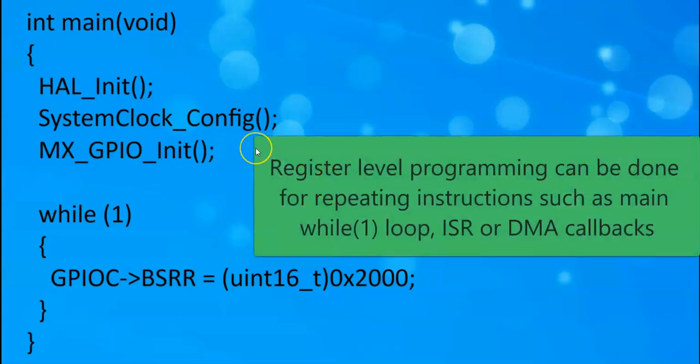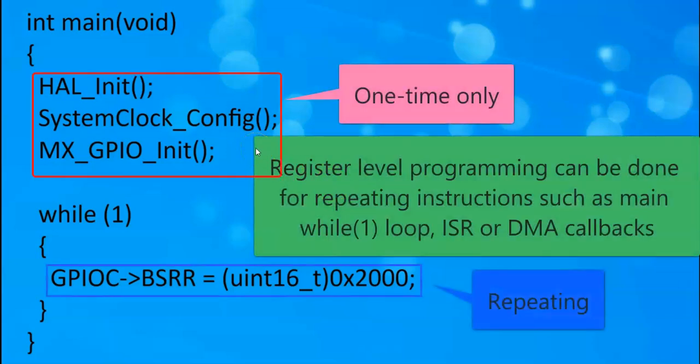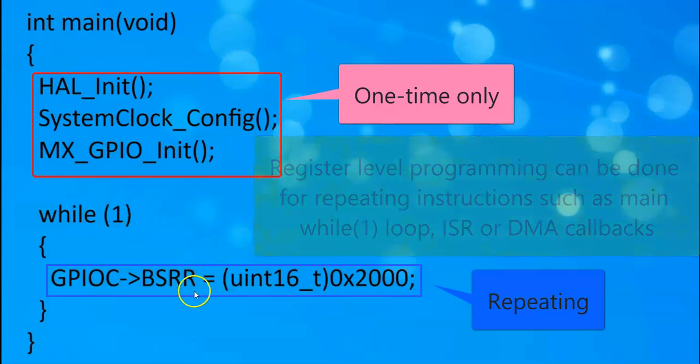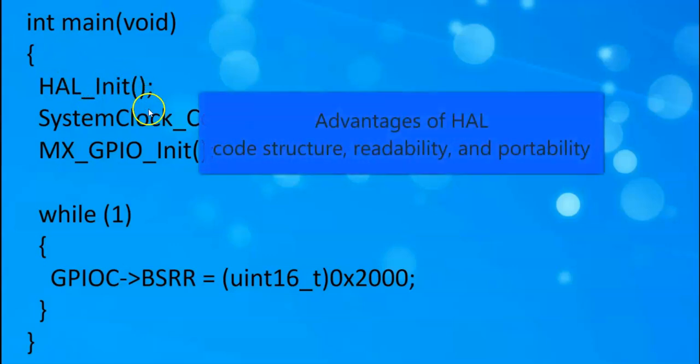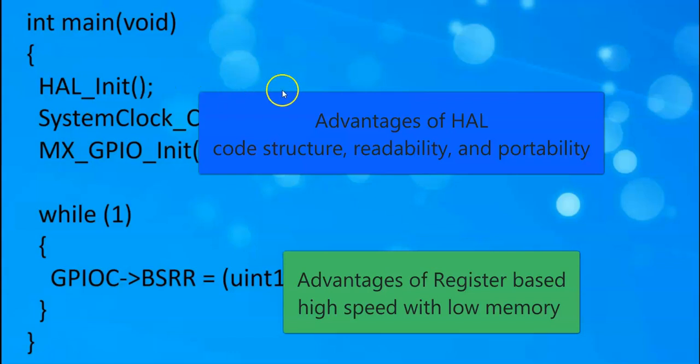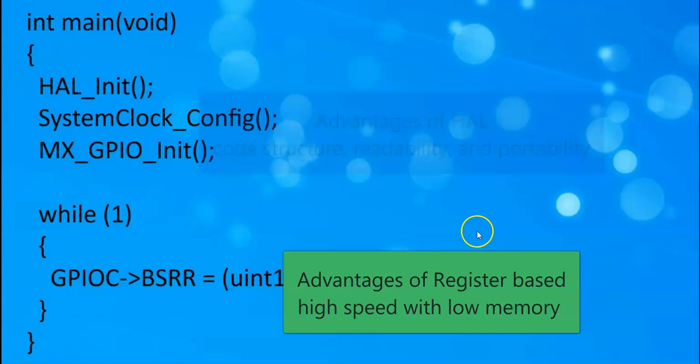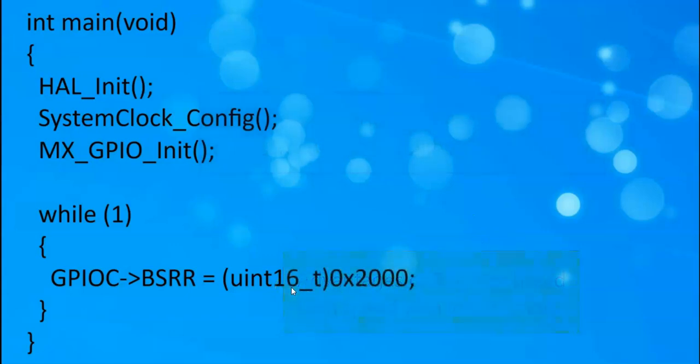Hello everybody. In this video, we're going to do the register-based programming for whatever is repeating. This one is repeating, so we use the register to make it faster. But the setup is done only one time, so we keep it in the hardware abstraction layer, because the hardware abstraction layer has its advantages, while the register is faster and takes less memory. Let's get started with this.